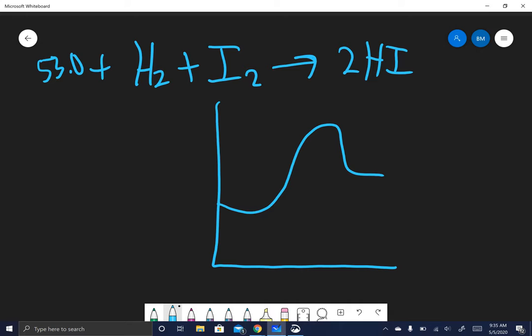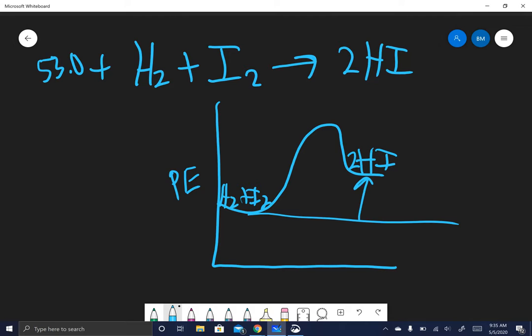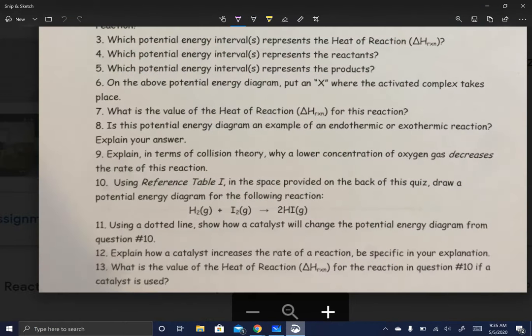This is endothermic. My H2 plus I2 here. My HI would be here. It gained energy, right? Here's potential energy. And the difference between these two would be positive 53, which is my delta H. Positive 53 kilojoules. I'm leaving off units, but whatever. So there it is. That's what I needed to see. Your products are higher than your reactants. Endothermic.